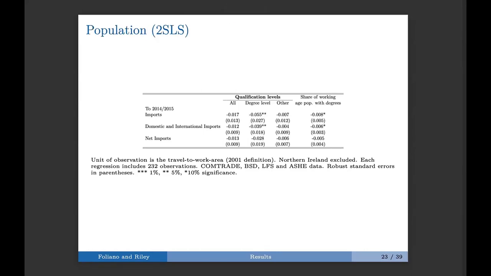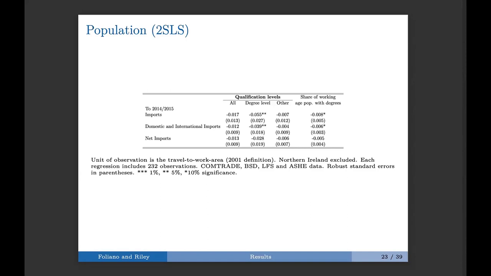Then we look at the population changes. We are interested in seeing whether these trade shocks had an effect on the population in areas more affected by them. So we see that the total population seemed to decrease. However, this result is not statistically significant. But what we observe is that there is a clear decrease in the population with degree level. So it looks like some skilled workers, once these areas are affected by trade competition, leave the areas. We observe this in these results.